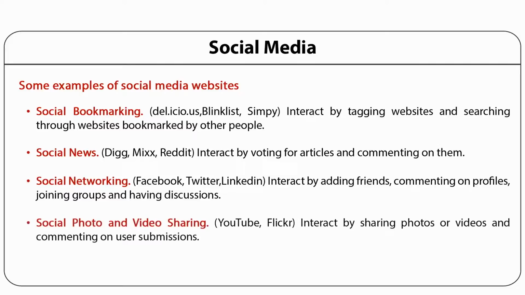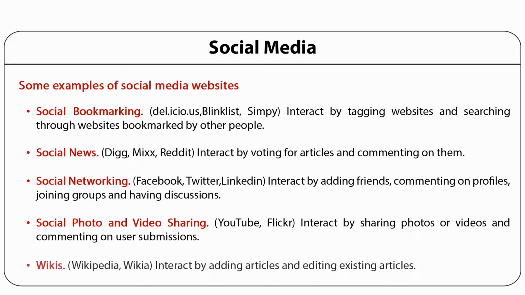Social photo and video sharing. Here we can interact by sharing photos or videos and commenting on user submissions. Examples are YouTube, Flickr, etc. Besides this, there is another category which is referred to as wikis. Examples are Wikipedia, Wikia, etc. Here we can interact by adding articles and editing existing articles. Almost all the information on any topic is usually available in wikis.